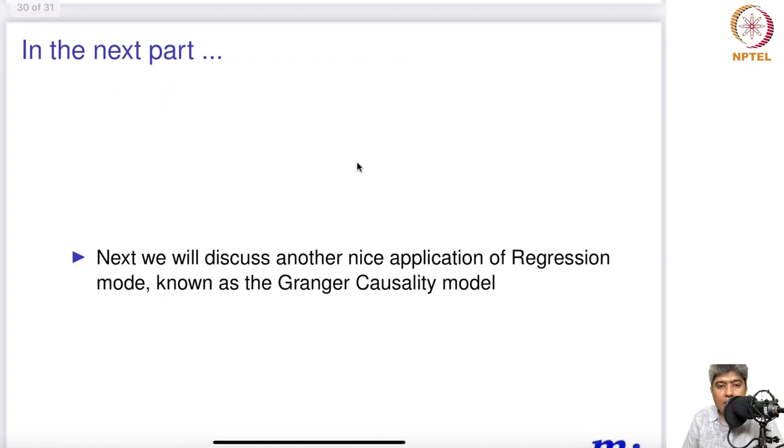So I'll stop here. Next we will do a hands-on, and then we will discuss another nice application of regression model known as Granger causality model.